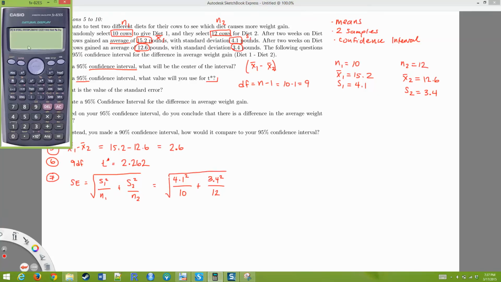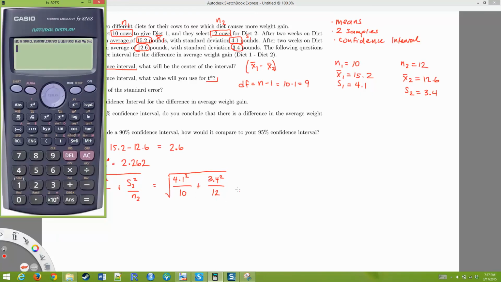I think some of you guys have issues with using your calculator, so I'm going to show you exactly what buttons I'm pushing here. I'm going to type in 4.1 square button divided by 10, so that's this first number.